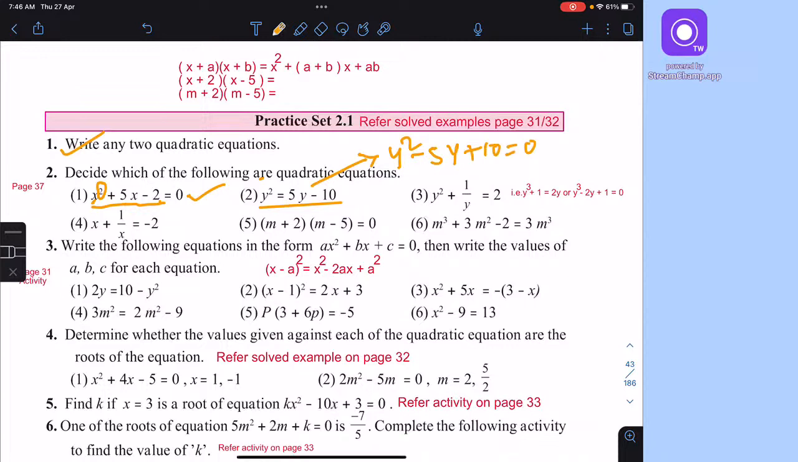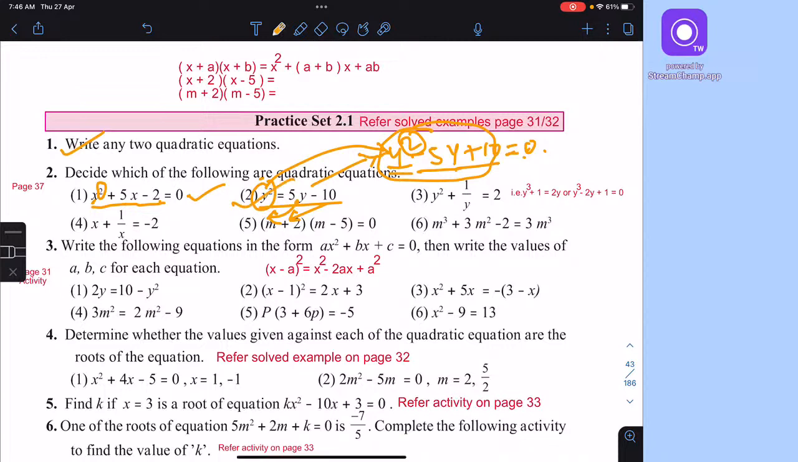We want to write in the form of something equal to 0. So here y square is on the left hand side, it remains on the left hand side. This 5y is on the right hand side. When it goes to the left hand side, it becomes minus 5y, and minus 10 is on the right hand side. It goes to the left hand side, it becomes plus 10 is equal to 0. In this equation, y is the only variable and the highest degree of y is 2, and therefore it is a quadratic equation. This is also a quadratic equation.